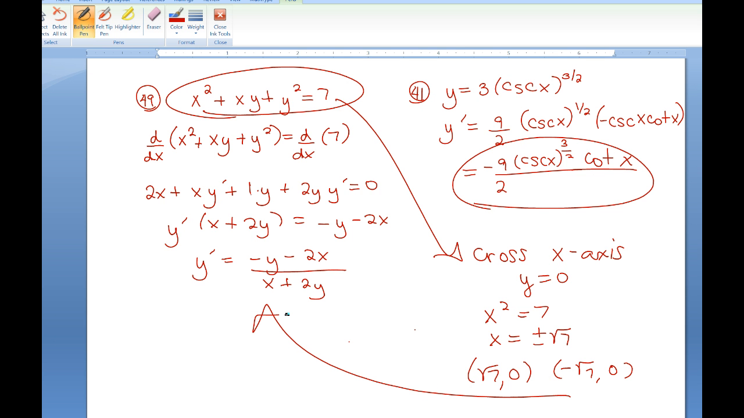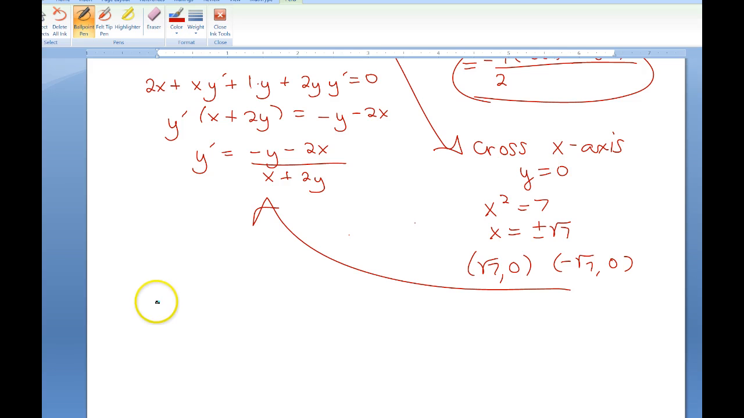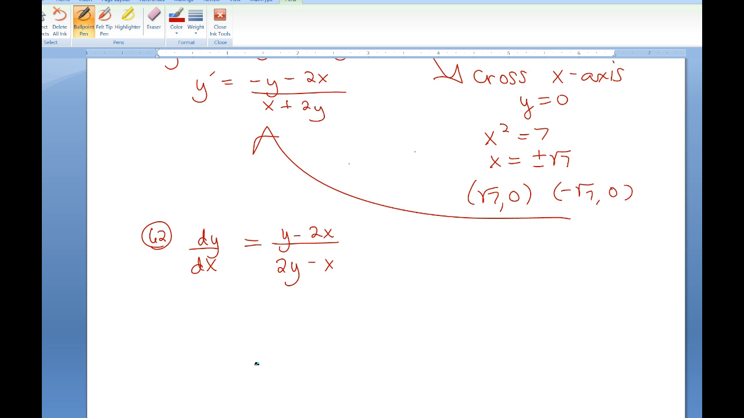And then what was 62? 62 was find the second derivative. The first derivative, just to save time, was y minus 2x over 2y minus x. Okay, so for 62 you have to take the second derivative. So now we're going to take the derivative of this. Wait, so how do we find it when it crosses the y-axis? You just put y equals 0? Yeah, plug in y equals 0. Okay, I'll see if I can finish that.